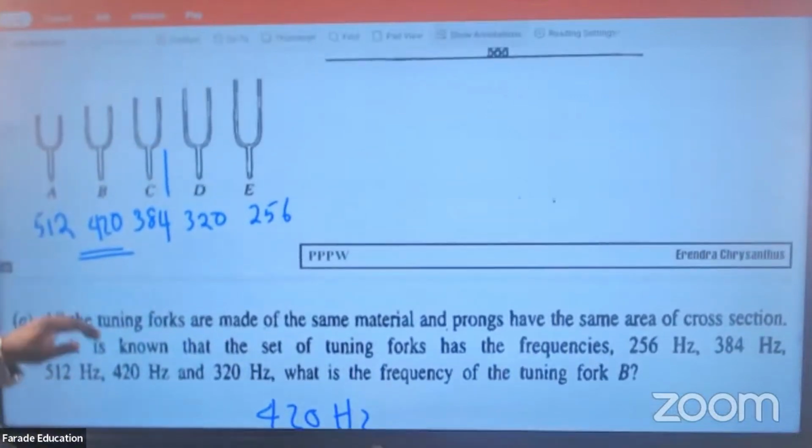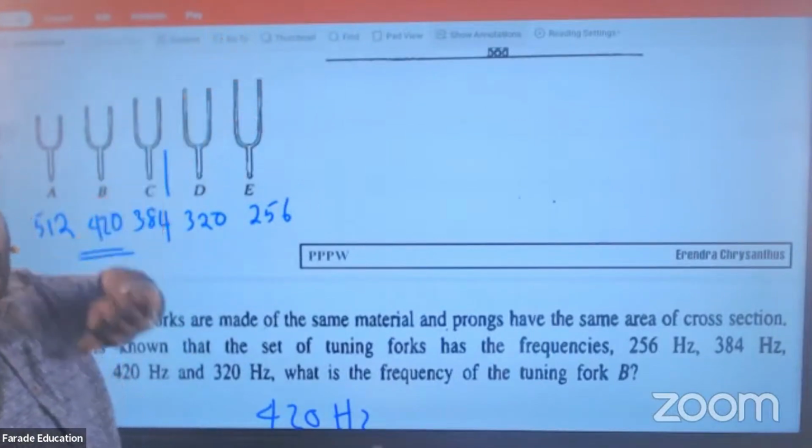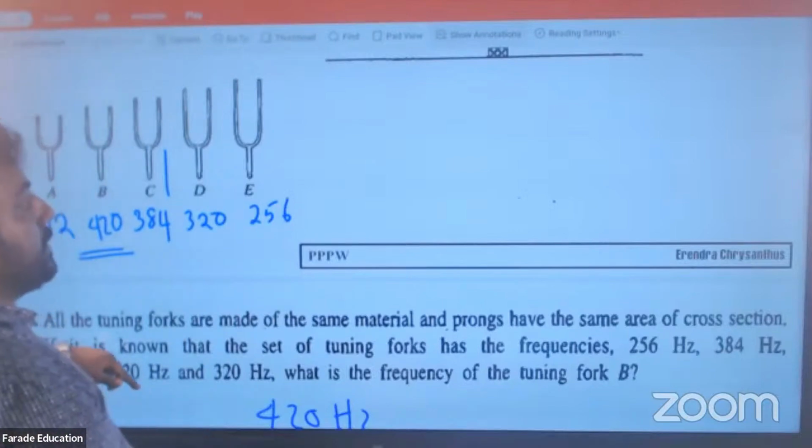That is a small sentence there. The longer the prong length, the smaller the frequency. And the shorter the prong length, the greater the frequency.